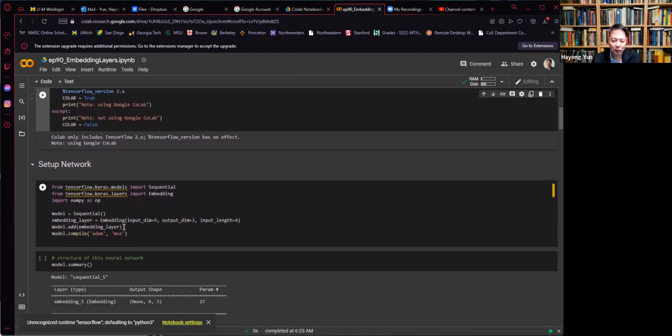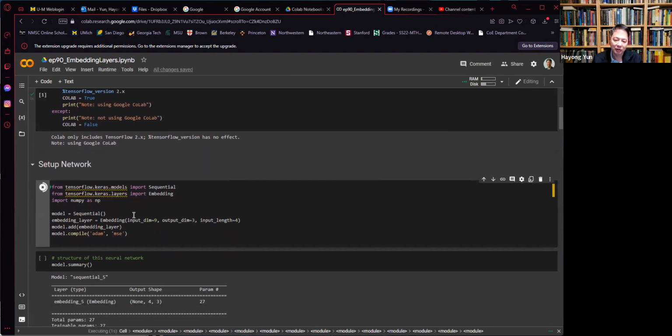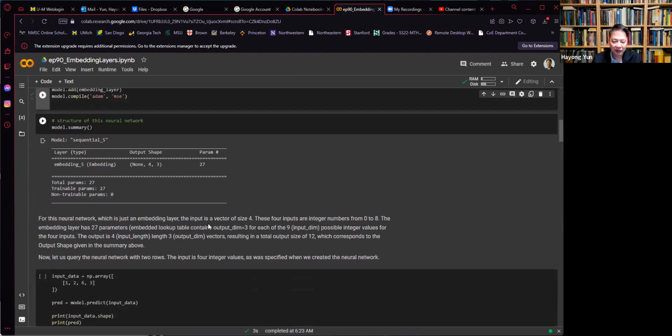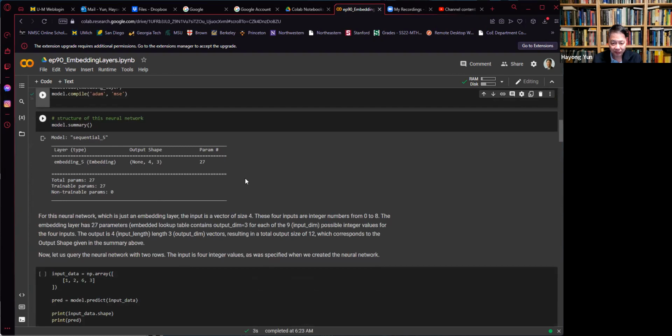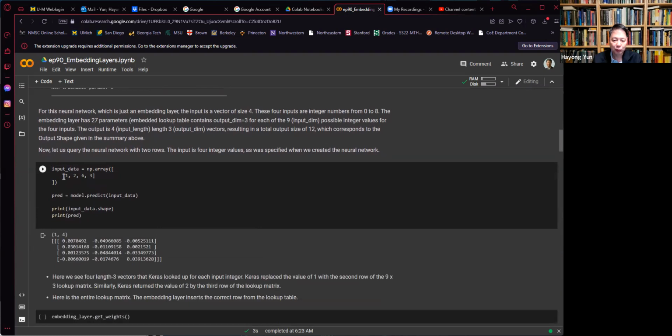So here's a Keras model, sequential, the input dimension 9, an embedding layer, output dimension 3, and input length of 4. So it takes 4 of such numbers. And an embedding layer. So this is a very simple network. It really does nothing except shrinking those to 3. So it's shrinking the 9 numbers to 3. So they have 27 parameters and 4 numbers will come out. Okay.